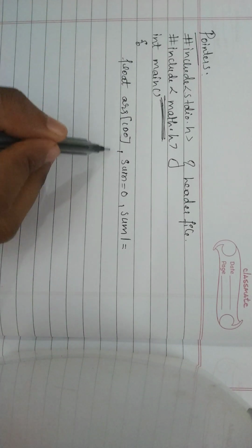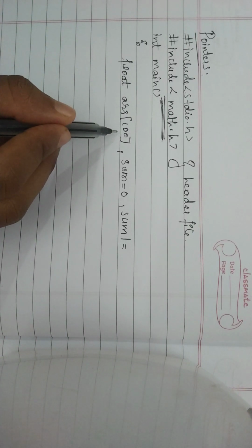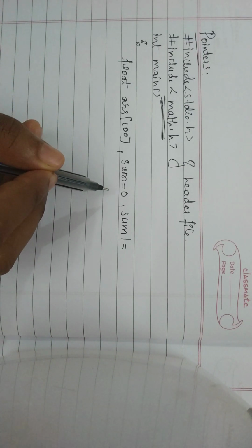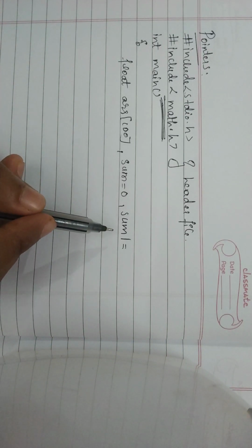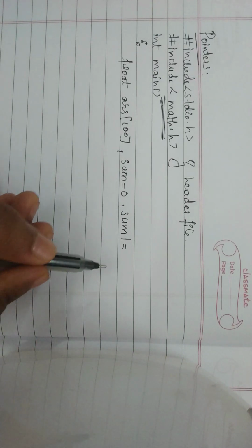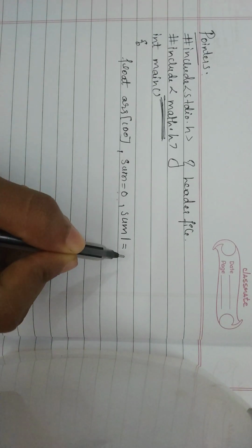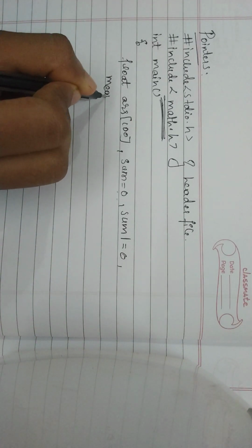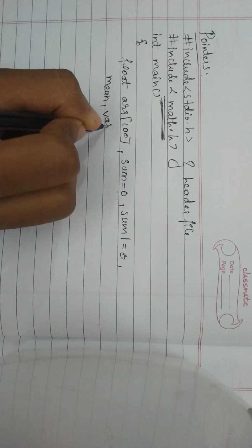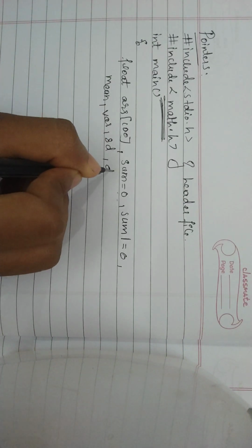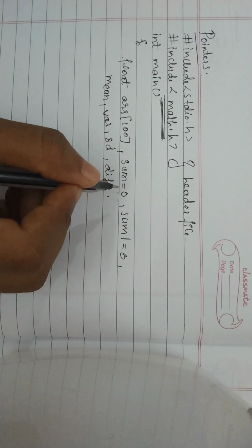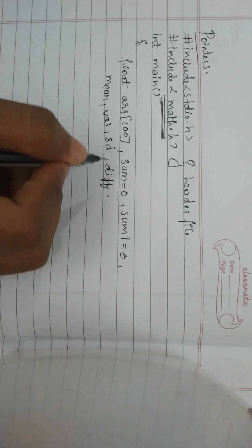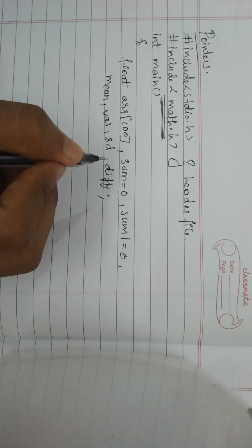Inside the main function we are declaring an array arr of 100 to store up to 100 floating point numbers, and some variables like sum is equal to 0 and sum1 is equal to 0, and we have mean, var, sd and diff, to store the squared differences, mean, variance, standard deviation and all.